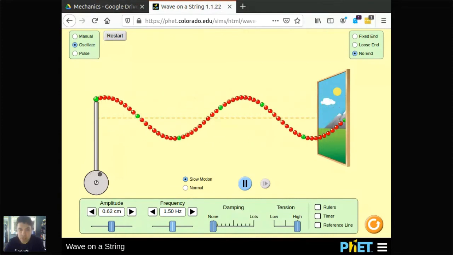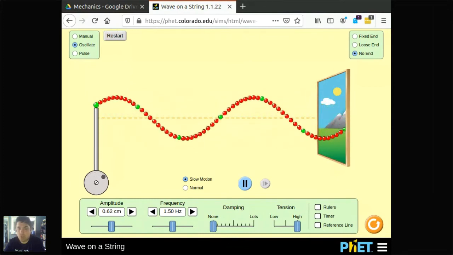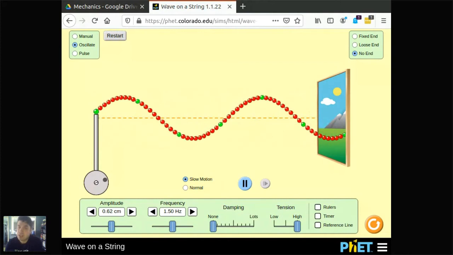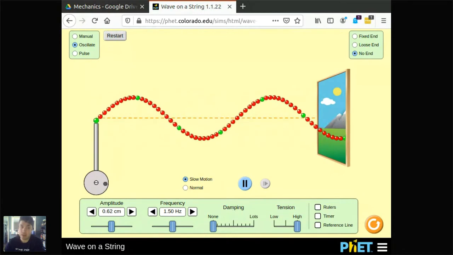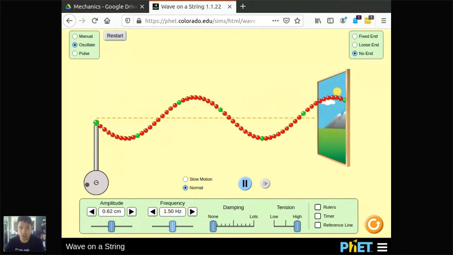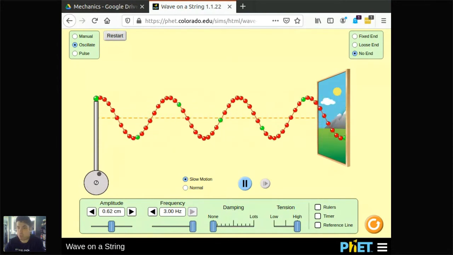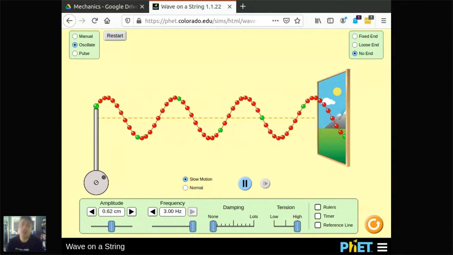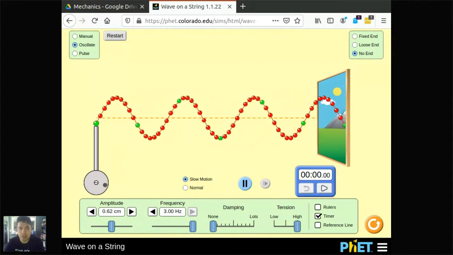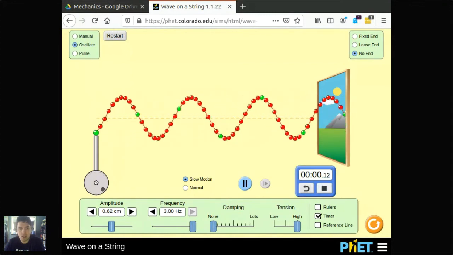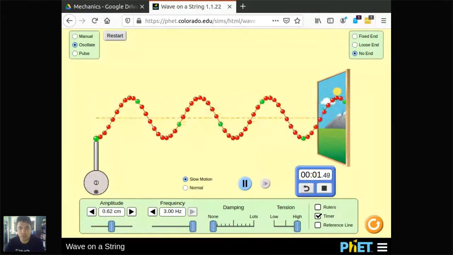Now, Star was asking about frequency. Frequency is how often this wave repeats itself. It is the number of waves that happen in a given amount of time: waves divided by time. As I change this, let's go back to normal mode. If I turn the frequency up, notice our waves are happening much more frequently, hence frequency. In this case, I do have a timer. So let's see here: 1 wave, 2 waves, 3 waves, 4 waves, 5 waves.